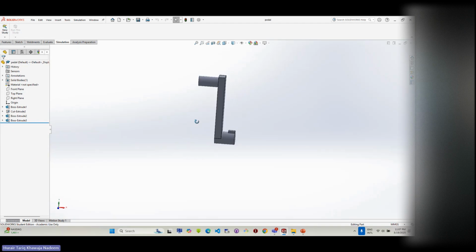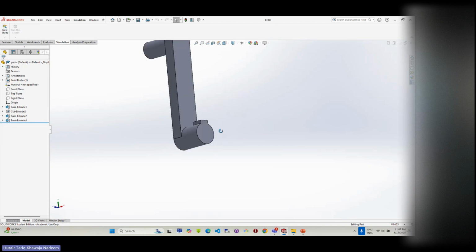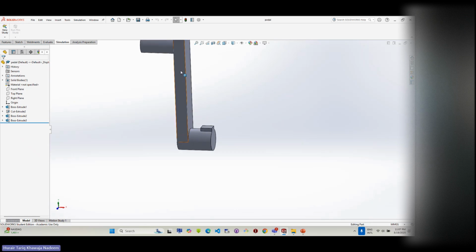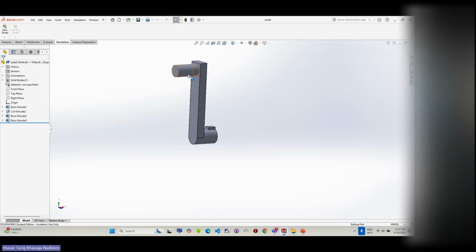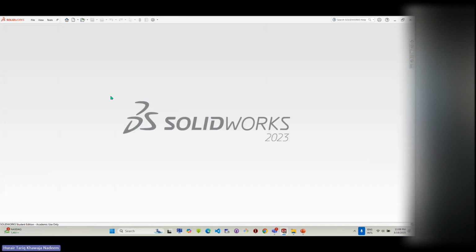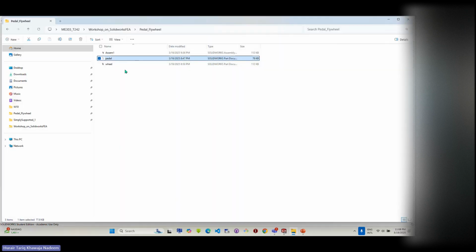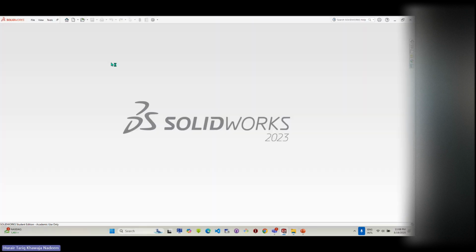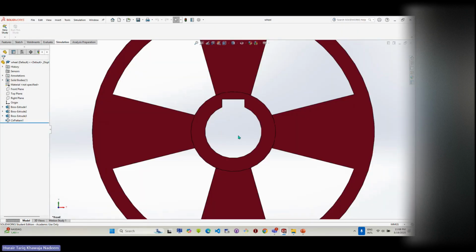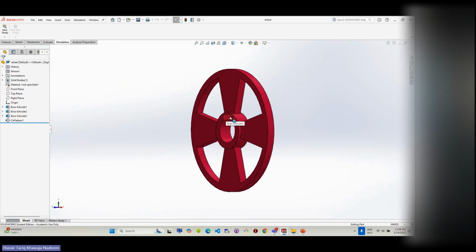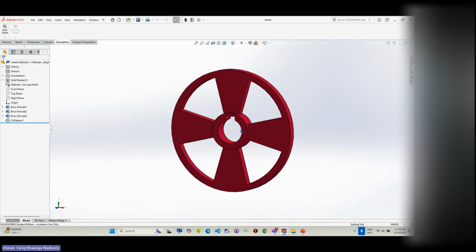This is like a paddle and it has got a key. Okay, and it's a single part. This is like a, you can say a link, and it has got a key over here. Then what I did, I made a wheel, which is over here. Okay, this is a wheel, and it has got a key seat.